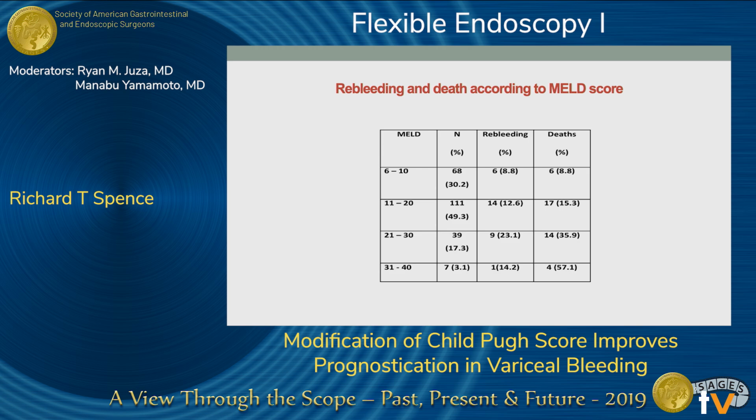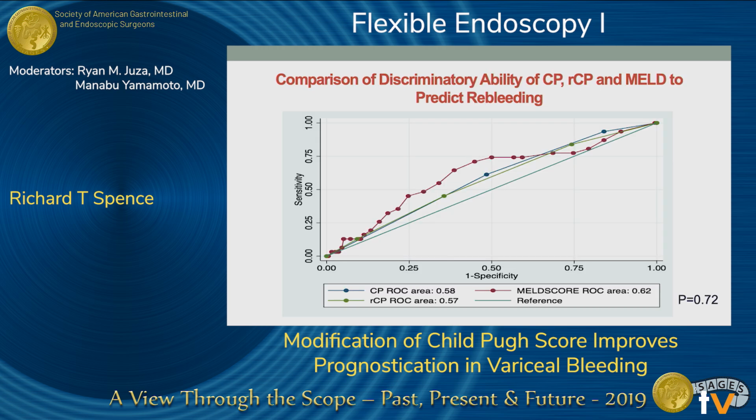Quickly, in terms of the MELD score, there wasn't really an increased rebleeding in 21 to 23. Interestingly, that 23 rebleeding in this group and then down to 14. So there wasn't that stepwise increment in rebleeding, but in deaths there was.